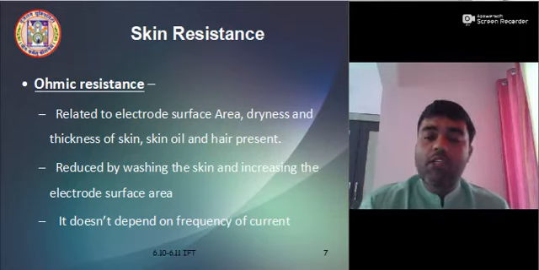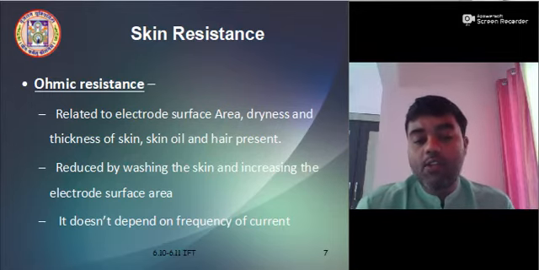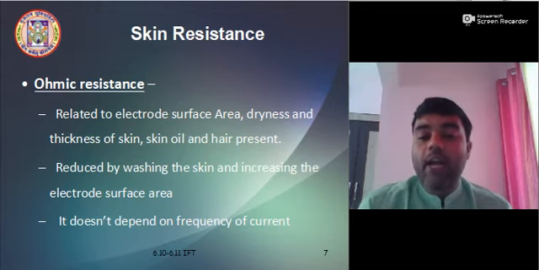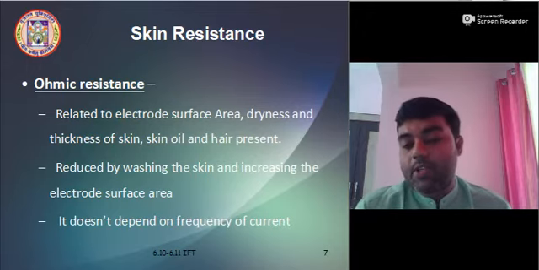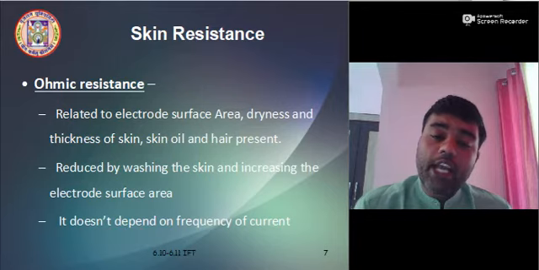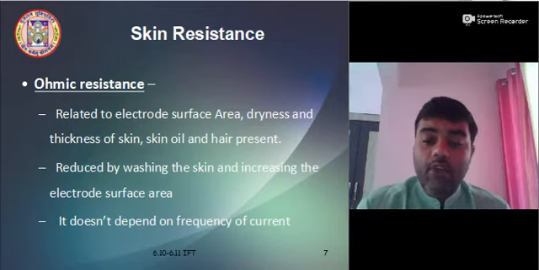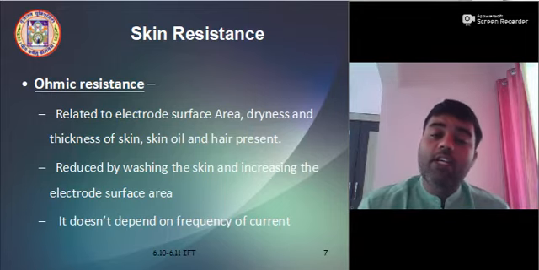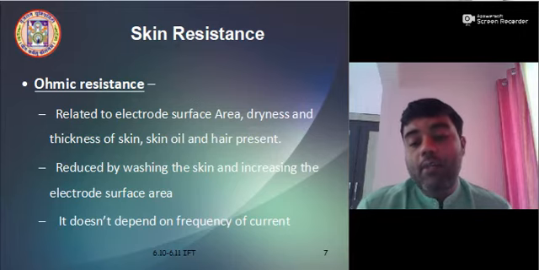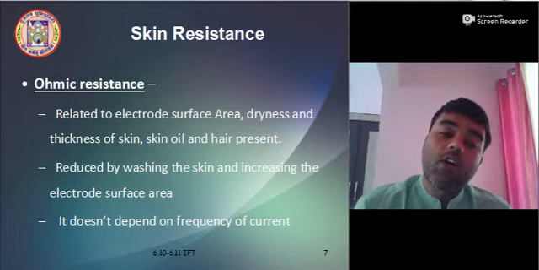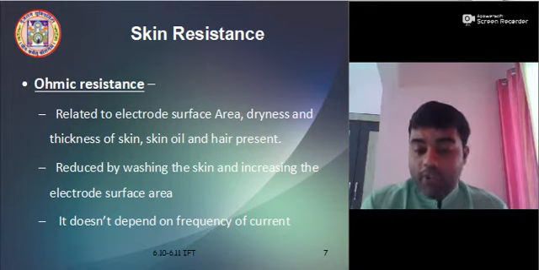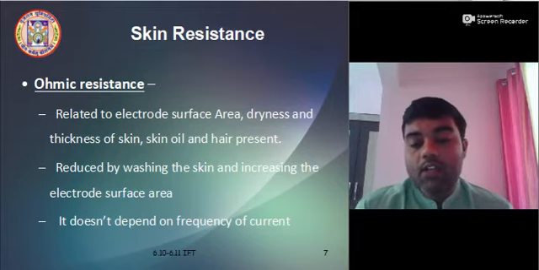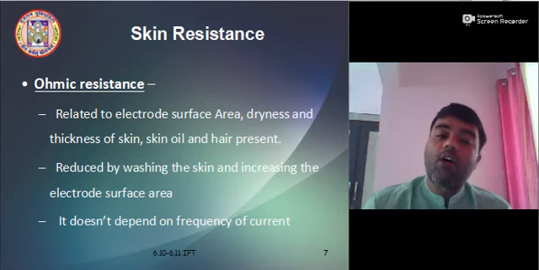Now, time to discuss skin resistance. What is skin resistance? It is ohmic resistance related to electrode surface area, dryness, thickness of the skin, skin oil and hair present, meaning which area you are going to treat. More dryness, more resistance; more thickness, more resistance; oily skin and hair presence also cause more resistance to the IFT. We can reduce it by washing the skin and increasing the electrode surface area. It doesn't depend on the frequency of the current.